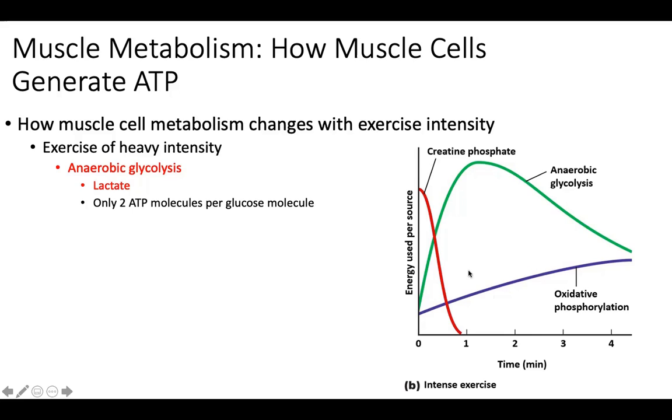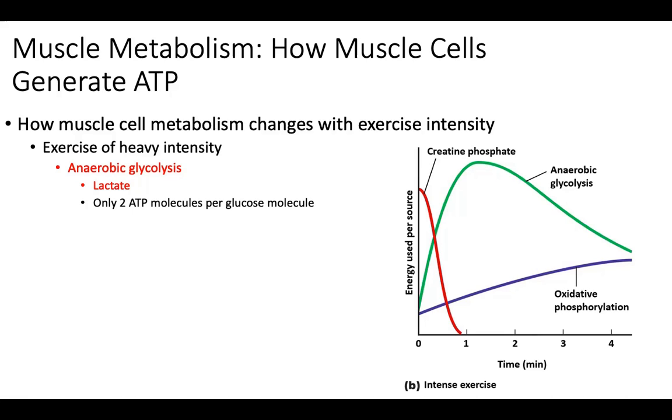Anaerobic glycolysis will supply the bulk of the ATP that we need, but it will do so very quickly, and it can do so absent oxygen. That's the most important thing here. All right. Now, the drawback here, right, both of these mechanisms have their drawbacks. The drawback of anaerobic glycolysis is that we produce lactate or lactic acid as a byproduct.